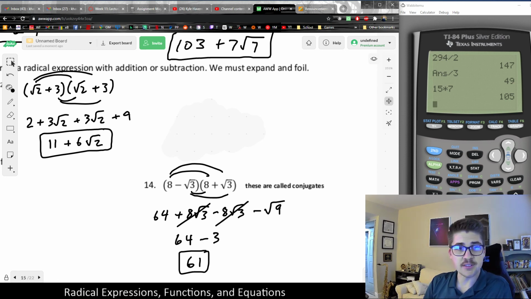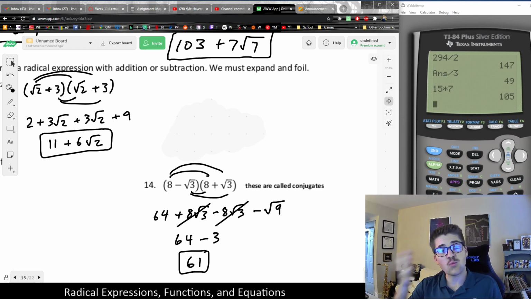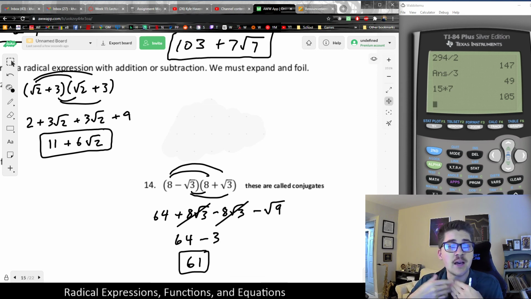And this is kind of the whole deal with conjugates in radicals. This is why it's an important thing to recognize. When you multiply by the conjugate, it will rationalize it. It will become a real rational number. It will no longer be irrational.